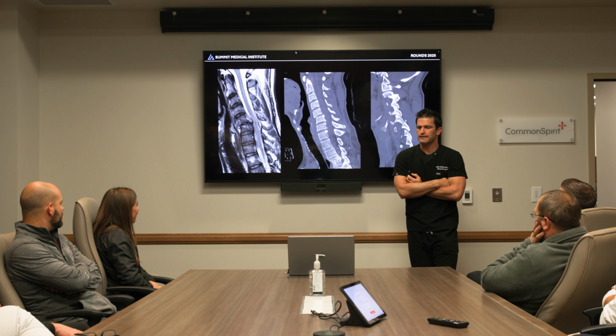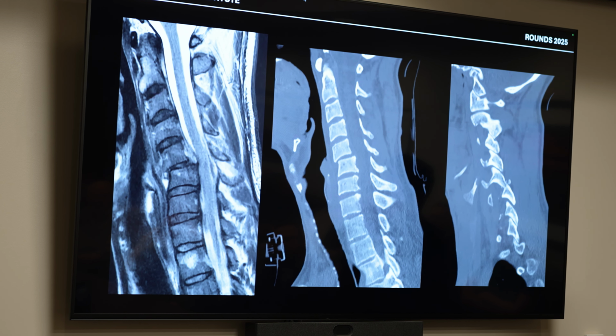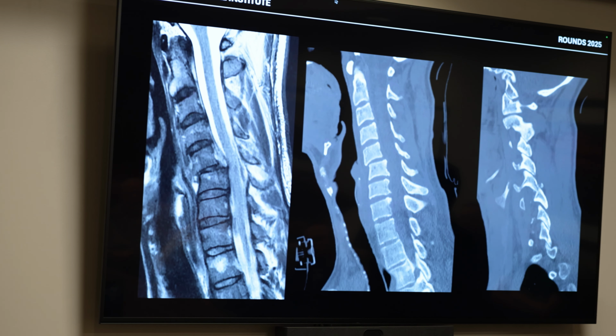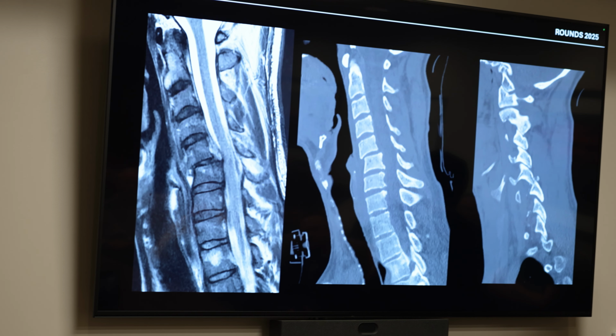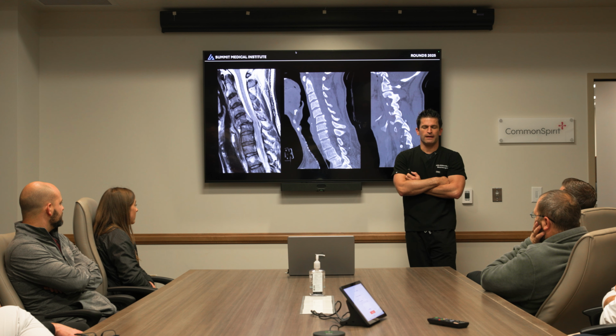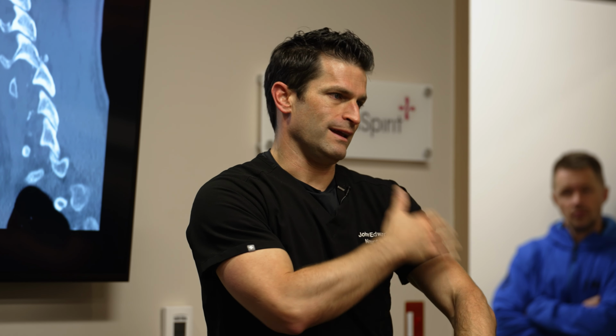Okay, final case. We just have a couple of minutes, but this patient presented with, I think he just had a fall. It wasn't the most high energy impact, and he came in with weakness in his arm and radicular pain, but he was only a little bit weak. It wasn't like he was paralyzed from this. But what do you see on the MRI and CT?